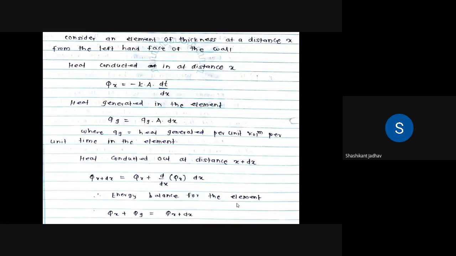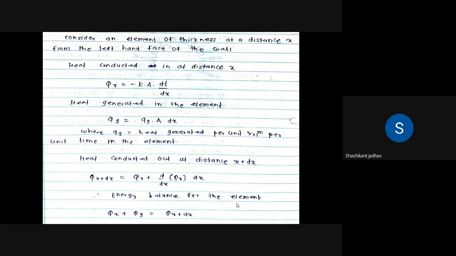Then we have to write down the equation for how much heat is conducted out at a distance x plus dx. So write down heat conducted out at a distance x plus dx. Write down the equation for that, Qx plus dx. From the right-hand face of the element, how much heat is conducted out is Qx plus dx, because the total distance is x plus dx.